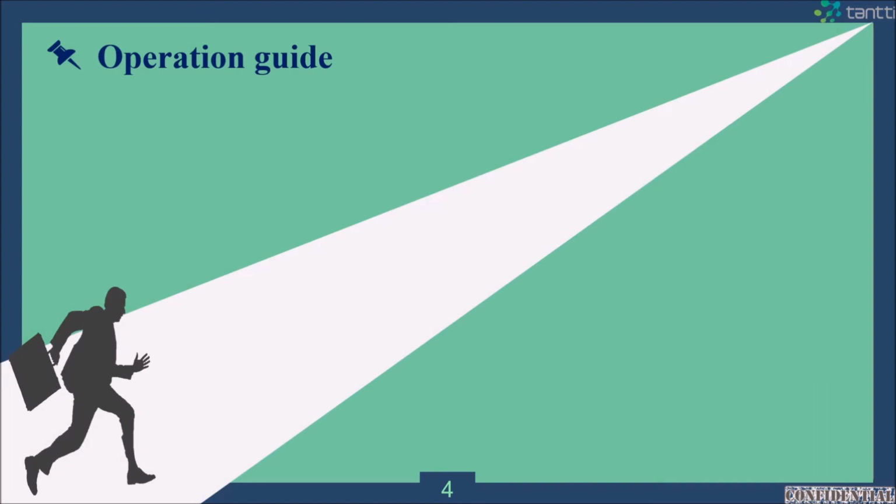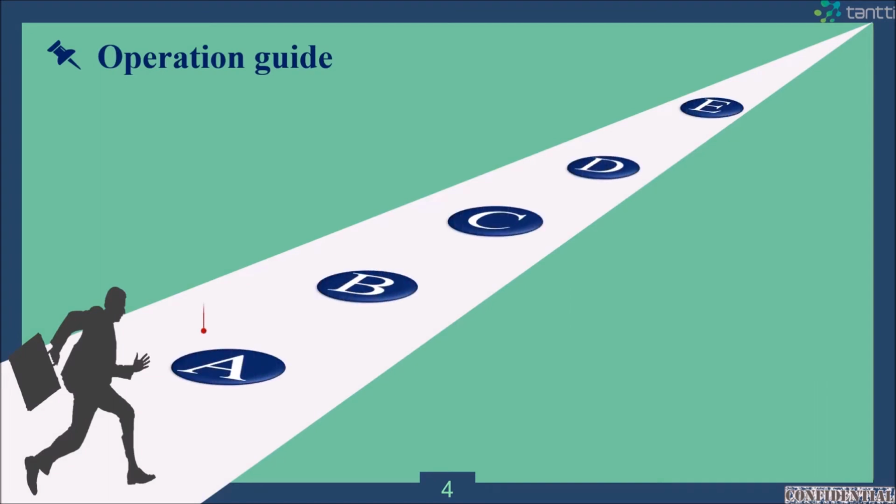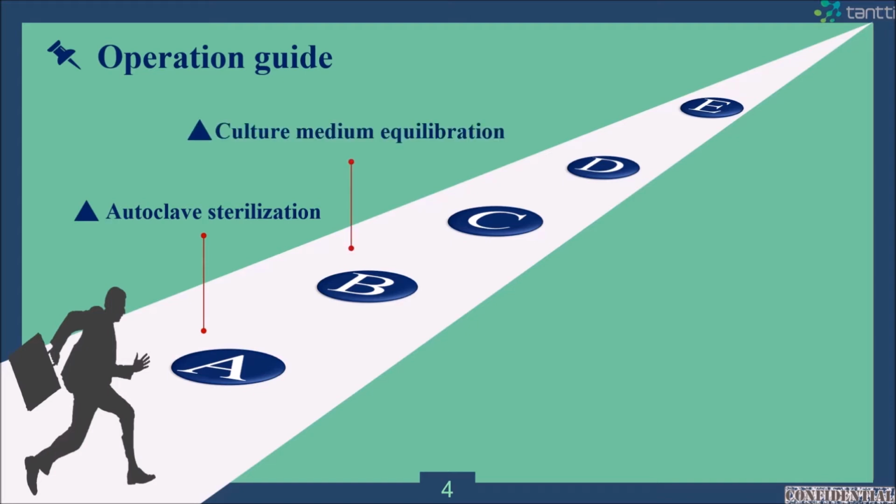The operation guide of TAN-T UniTantrix can be easily divided into 5 steps. First, autoclave. TAN-T UniTantrix will completely swell through the standard autoclave process. The following steps should be operated in a biological safety cabinet. Second, culture medium equilibration. Water is replaced with your desired culture medium.